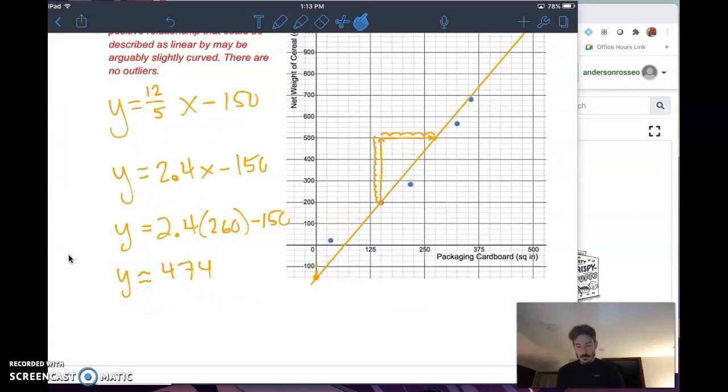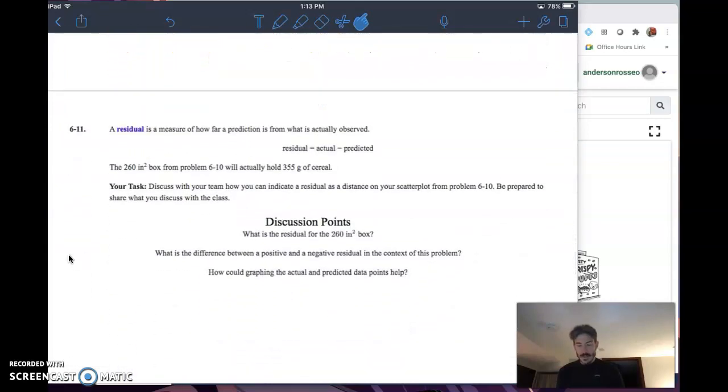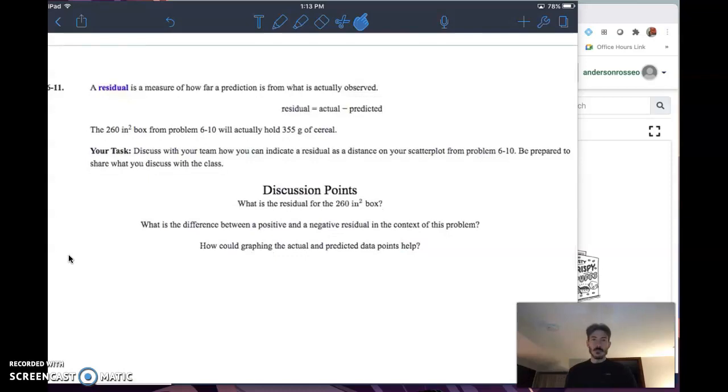Okay? Let's keep on keeping on, and let's talk about our big ticket item today, and that is this residual. The residual, we've got a formula for here, and the residual formula is actual minus predicted. Worth writing down, because what we're going to do is find an actual piece of data, calculate a predicted piece of data, and then subtract the two. Okay? The 260 square inch box from problem 6.10 will hold 355 grams of cereal. Your task is to figure out how we can calculate this residual distance on the scatter plot.